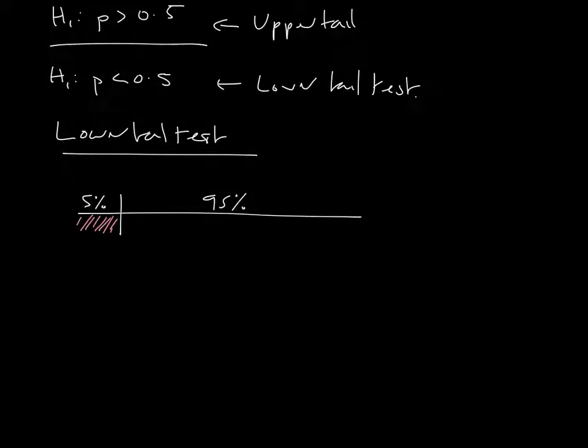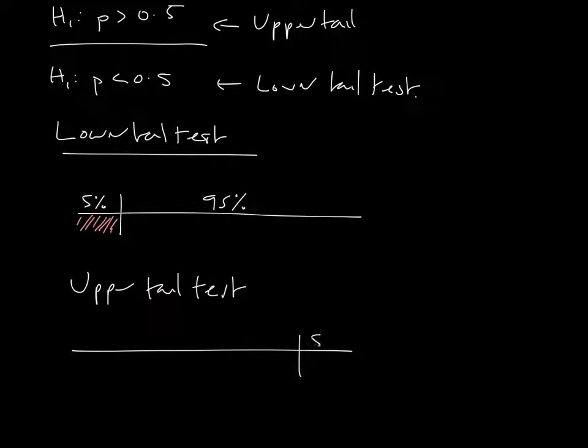However, the critical region is different. So for our upper tail test, the critical region is on the upper side, and so if anything falls into this 5%, then we would reject the null hypothesis.